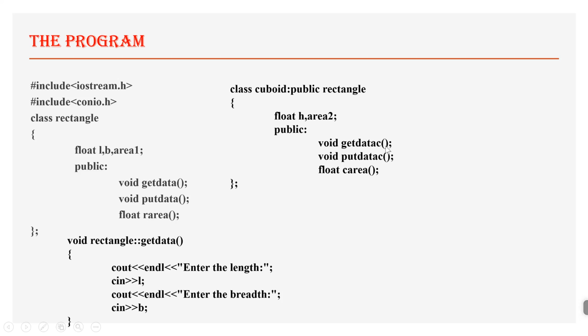What are the functions? Get data C to read the height. Put data C to give the volume or to display the volume. Float C area 2 to find out the volume. So R area is used to find out the area, whereas C area is to find out the volume.